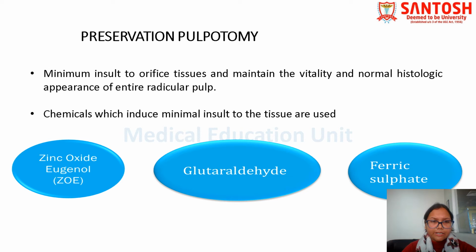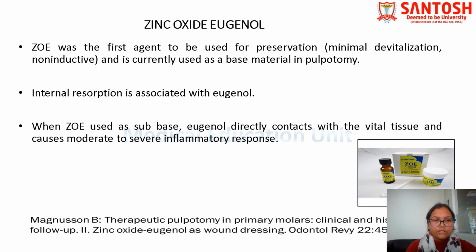Now coming on to the preservation pulpotomy. So what we studied until now was devitalization. Now coming on to the preservation. So preservation helps in the minimum insult to the orifice tissues and maintains the vitality and normal histologic appearance of the entire radicular pulp. So chemicals which help to induce minimal insult to the tissue are zinc oxide eugenol, glutaraldehyde and ferric sulfate. So zinc oxide eugenol was the first agent to be used for preservation and is currently used as a base material in pulpotomy.